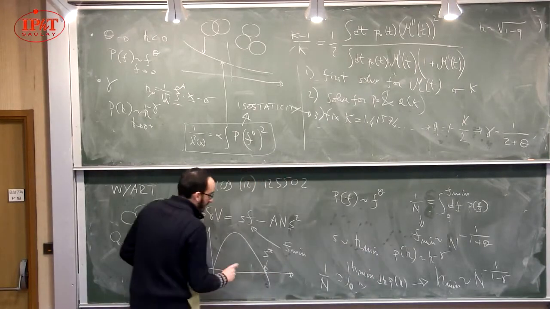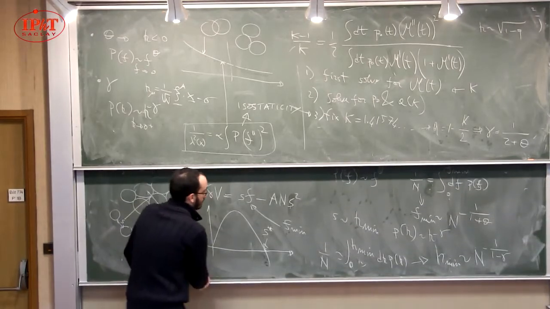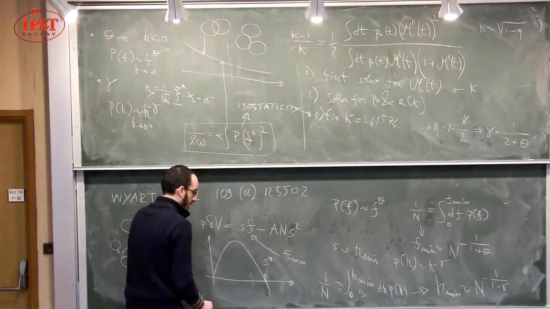So this F min gives you an S star. So what do I write? Okay, right here.